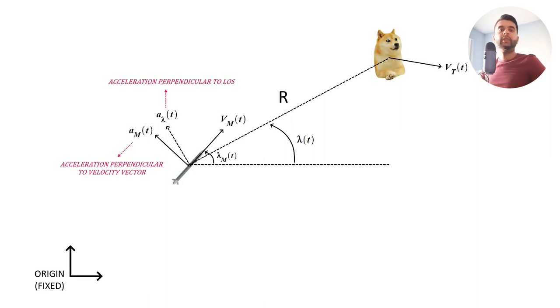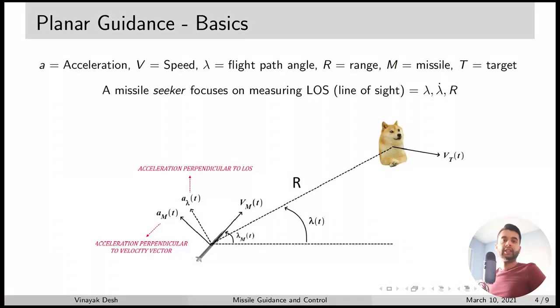For our system, we'll be using a 2D guidance model, as you can see there. A is your acceleration, V is your velocity vector, lambda is the flight path angle or the line of sight, R is the range, and M and T stand for missile and target. If you look at the missile seeker, what it actually does is focus on measuring the line of sight, or lambda there, between the missile and the target, and it'll point it appropriately.